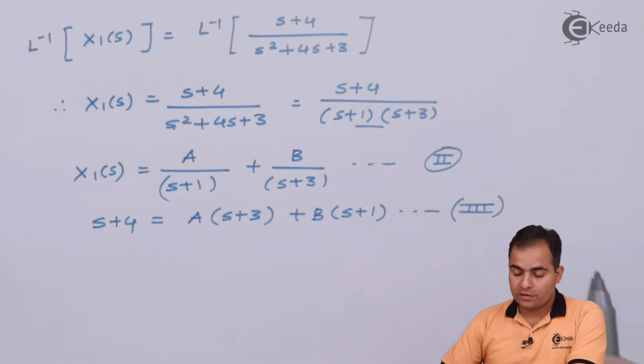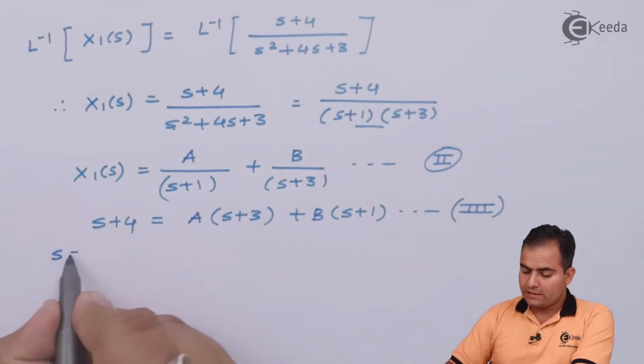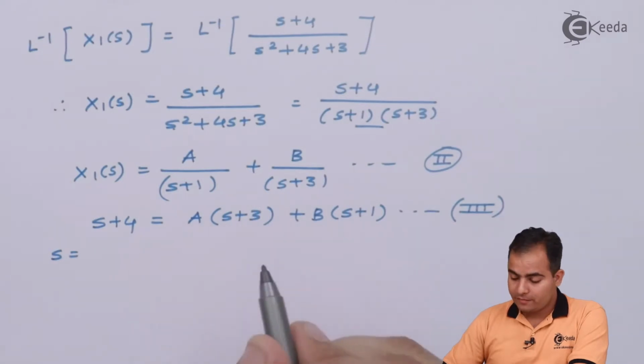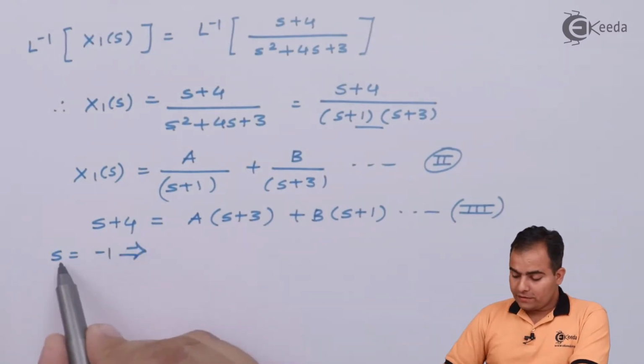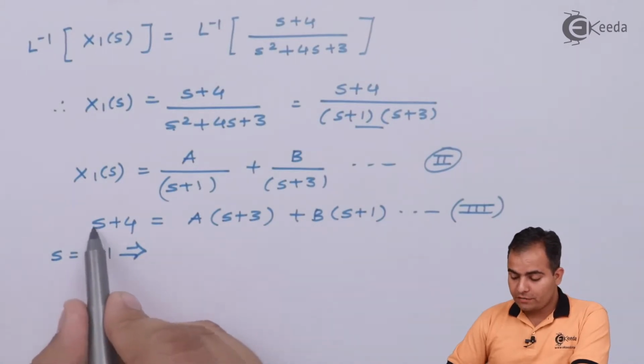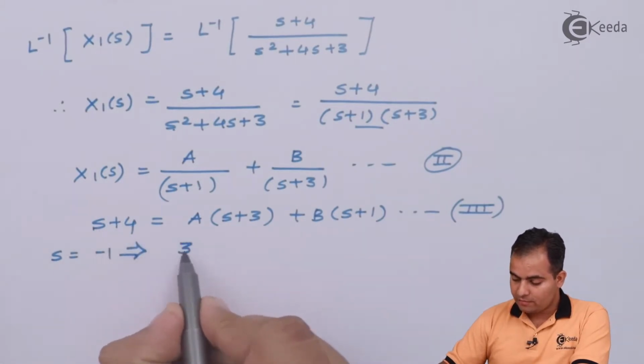And this one is my equation number 3. Now just substitute s equals to some values so that you will get the constant values of a and b, or the answer of a and b. So if I substitute -1 in this equation, then what will happen? This s is replaced by -1. So -1 plus 4, answer is 3.